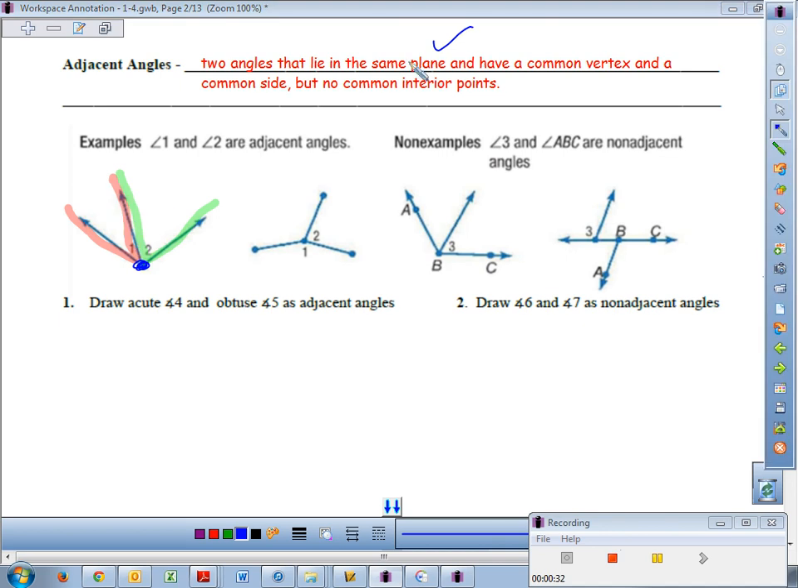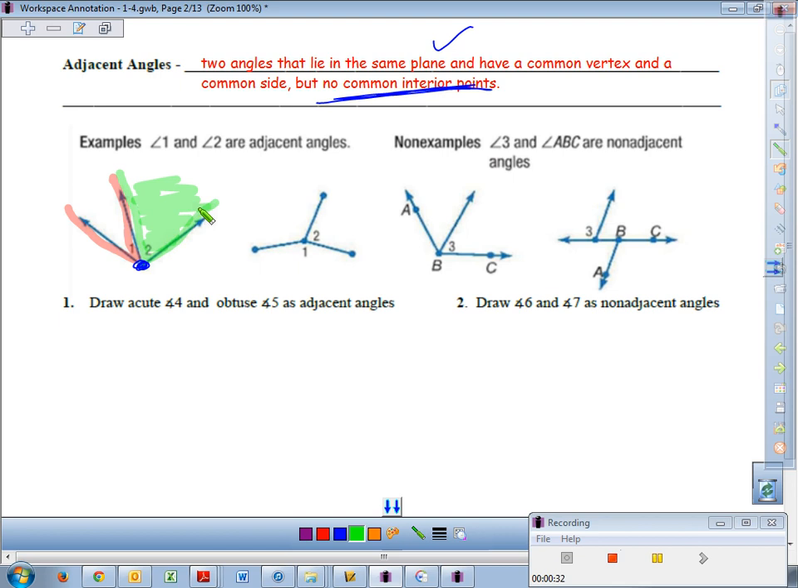Then this is the tricky part. There are no common interior points, meaning if I shaded the green one in, isn't this all the interior of the green one? And if I shade the red one in, did I ever highlight red on top of green in those interiors? Yes or no? I did not.